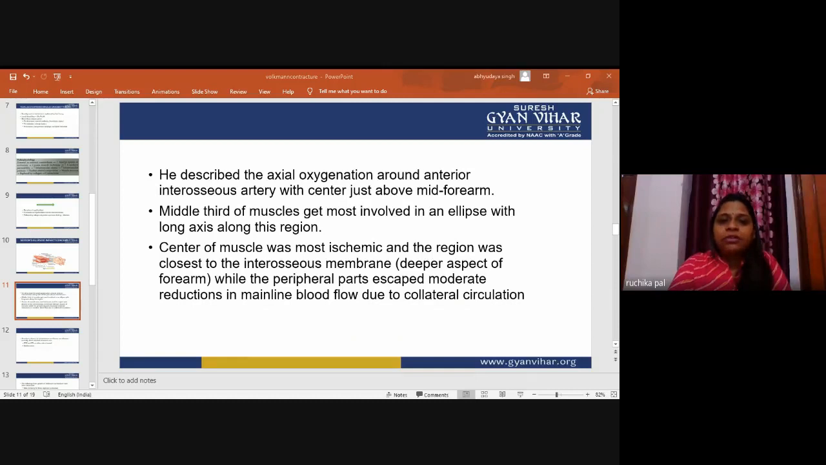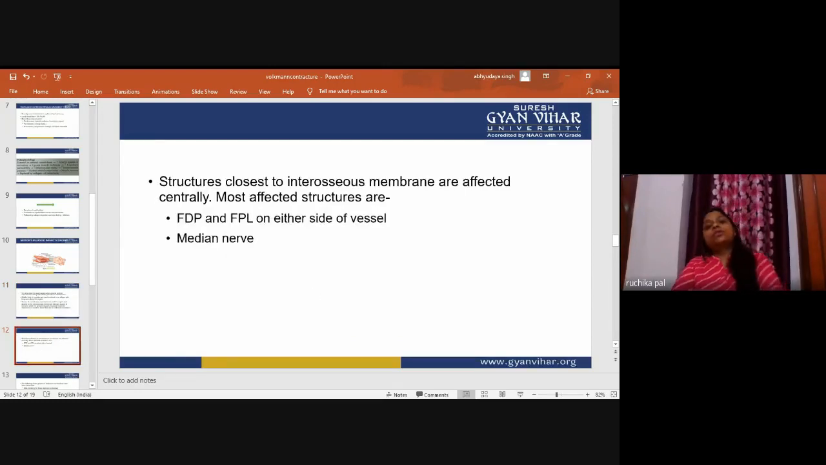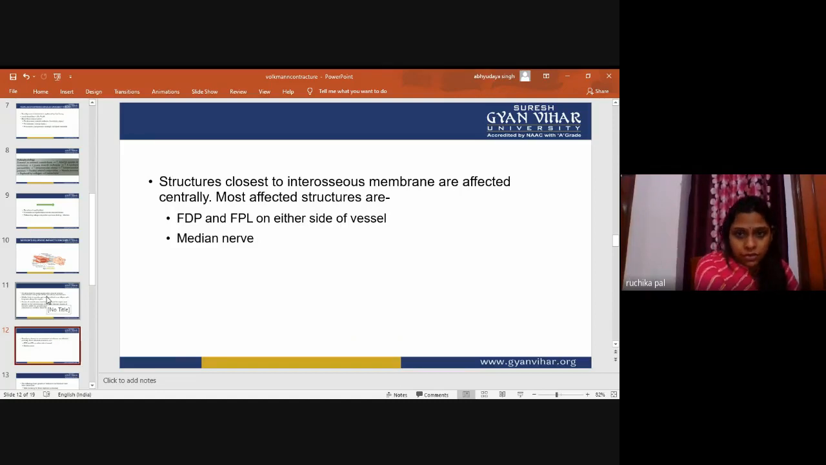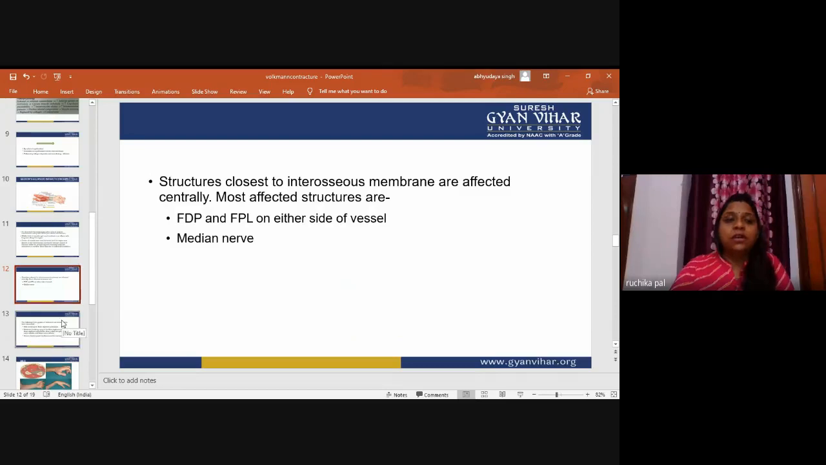Okay. The center of the muscle was most ischemic, and the region was close to the interosseous membrane, the deeper aspect of the forearm, while the peripheral parts escaped with only a moderate reduction in the mainline blood flow due to collateral circulation. So the structures closest to the interosseous membrane are affected centrally. The most affected structures are FDP and FPL on either side of the vessel, and the median nerve. These are affected in the Volkmann's ischemic contracture.